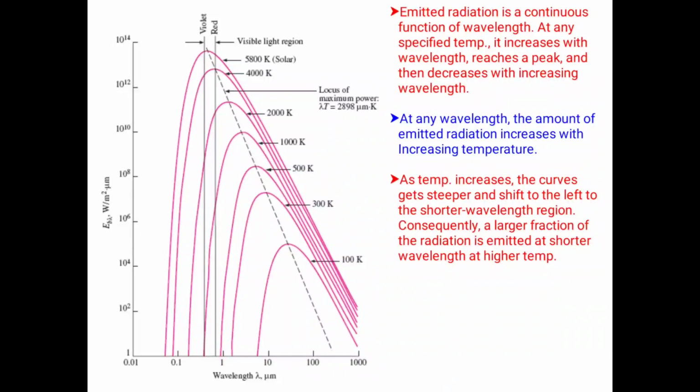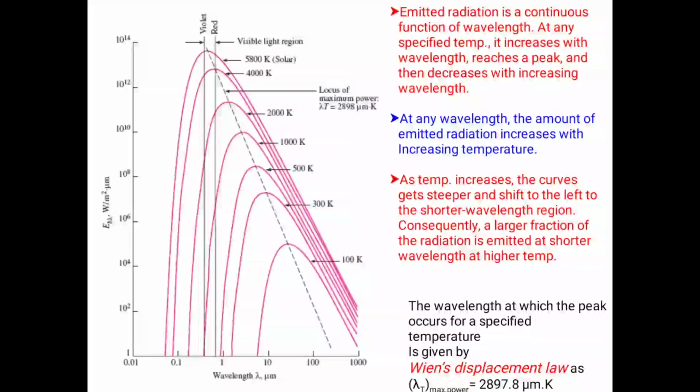The emitted radiation is a continuous function of wavelength. At a specified temperature, it increases with wavelength, reaches a peak, and then decreases with increasing wavelength. At any wavelength, the amount of emitted radiation increases with increasing temperature. As temperature increases, the curve gets steeper and shifts to the left, to the shorter wavelength region. A larger fraction of the radiation is emitted at shorter wavelengths at higher temperature.